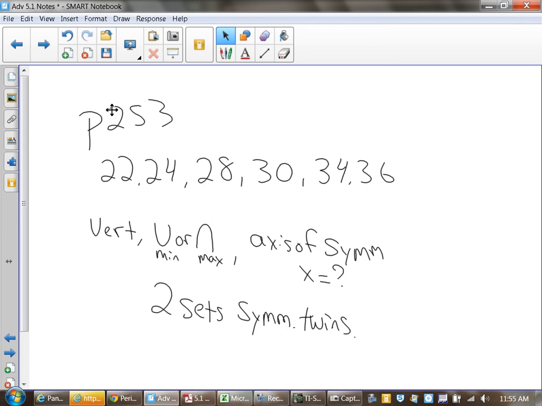What I want you to be able to do when you're graphing, there are 2 of each of these 3 types for a whopping 6 problems. I want you to label, write down vertex. Is it up like a cup, down like a frown, max, min? What's the axis of symmetry? The x equals some number. And I also want you to plot 2 sets of symmetric twins. Now, when you're using things in intercept form, you already have one set done for you. You just have to find the other. Use your table function if you have to. Okay?